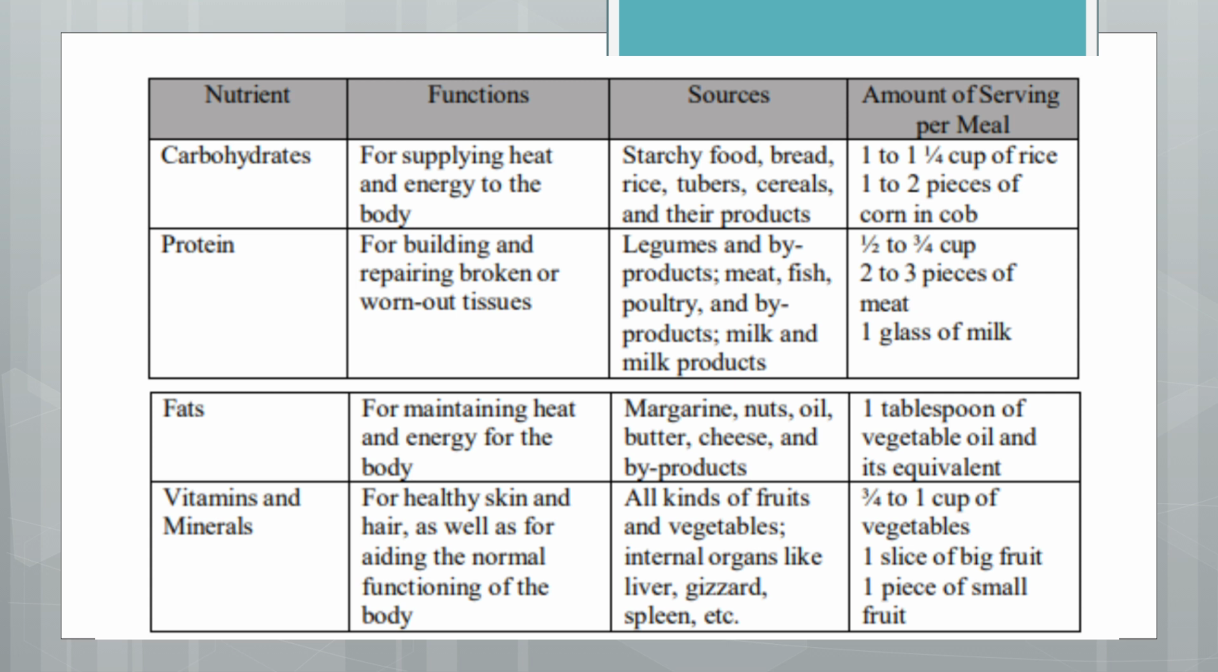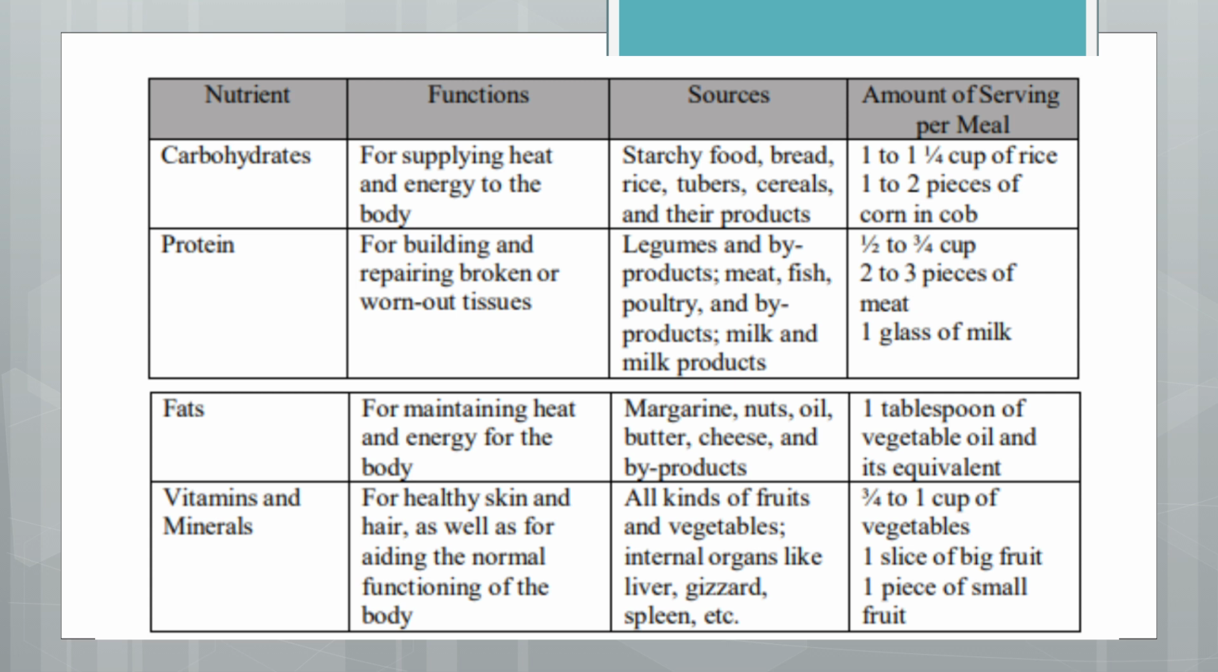So this is a table wherein we can check what are the nutrients needed for our body. This is the essential food nutrients. As you can see here, on the first column, these are the nutrients. Second column are their functions. Third column are the sources. And lastly is the amount per serving whenever you eat your food. Okay, so the first one is the most important one, carbohydrates. Carbohydrates is for supplying heat and energy to the body.